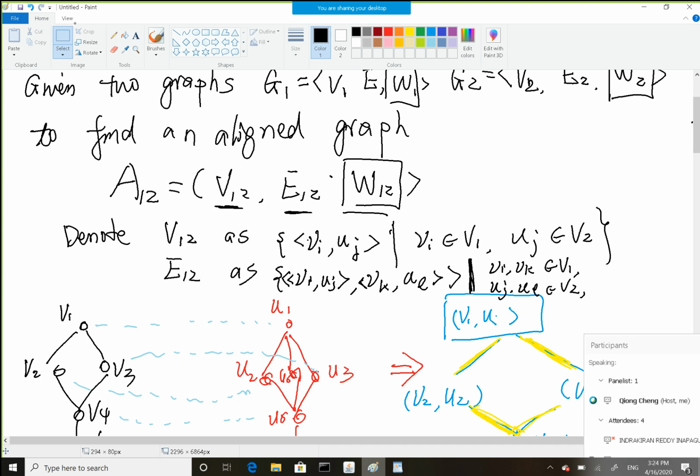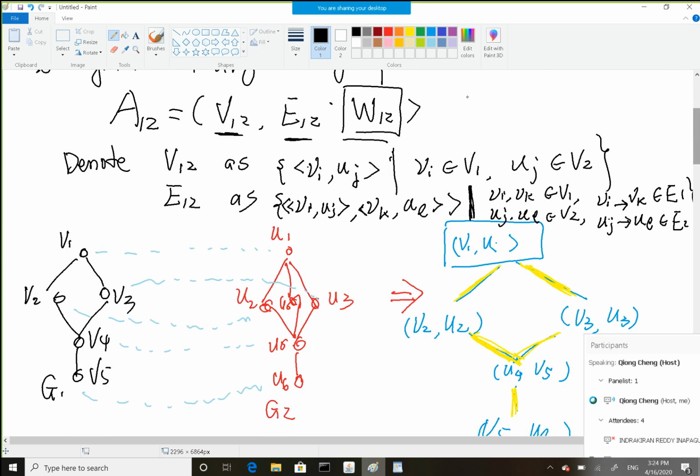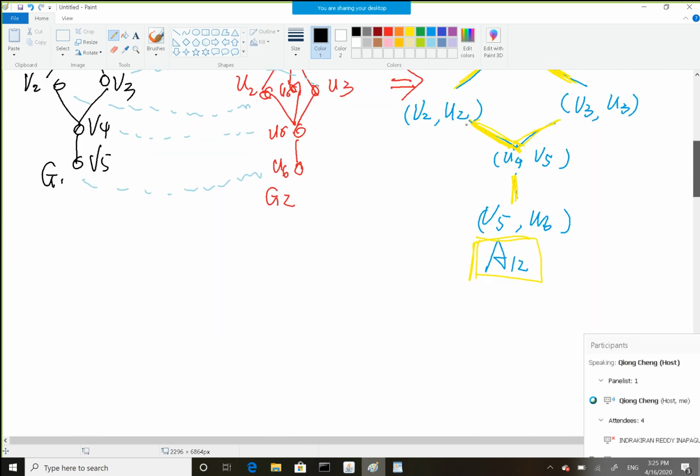Okay. So this corresponds to VI going to VK belonging to E1, and also UJ going to UL belonging to E2. So that is the condition. You see? So this is the formulation. This is the problem formulation. And this is the example.